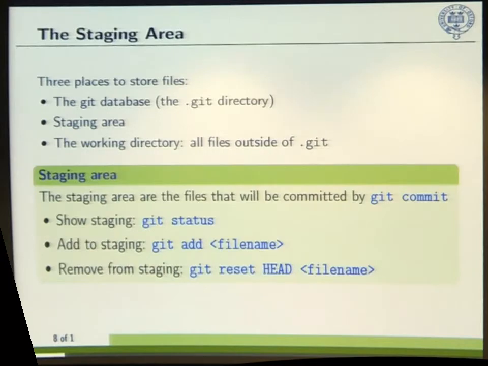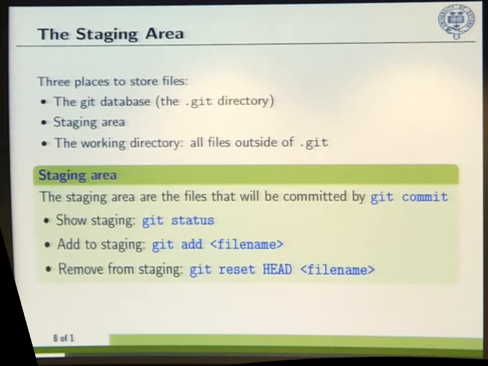So the staging area works like this: you mark the files that you changed as ready to add to the next commit by using git add or your favorite graphical user interface. That means that you add them from the working directory to the staging area, and then commit moves them from the staging area to the actual repository. And so this is like an extra step.